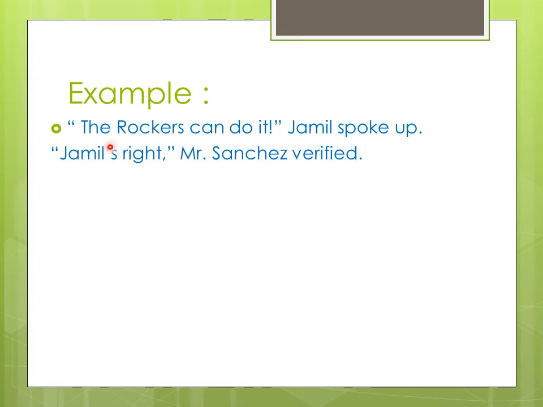So Jamil said that the rockers can do it. Then Mr. Sanchez verified his sentence and said that he is right. So he assured or confirmed. So a clever reader can figure out throughout reading that the meaning of verified is assured or confirmed. Let's look at the second sentence.